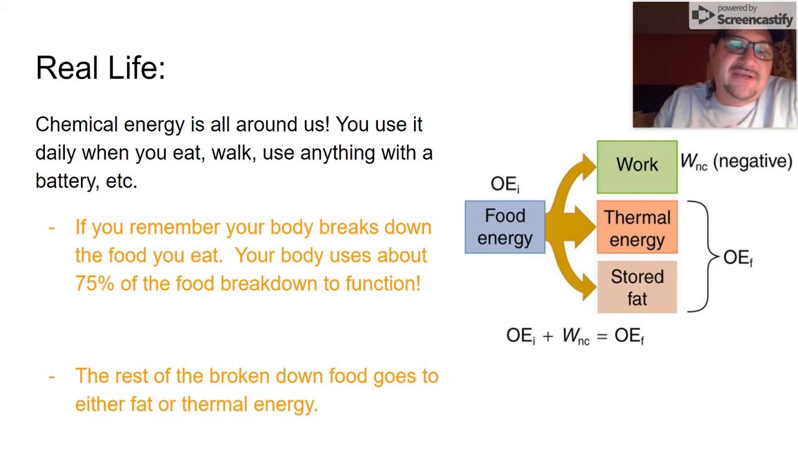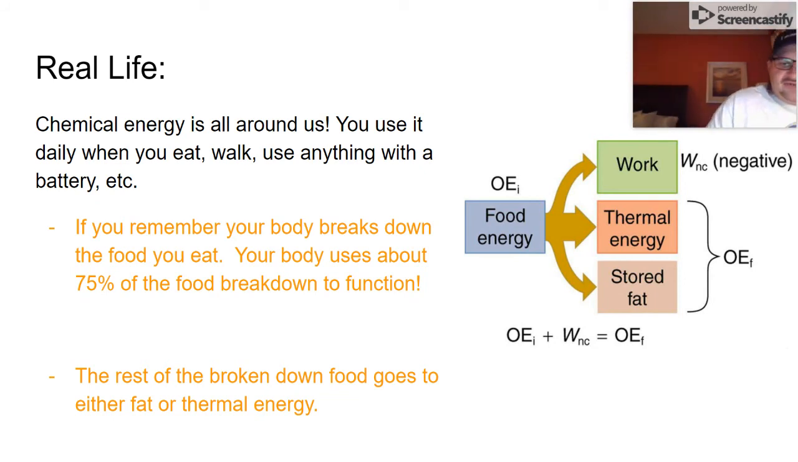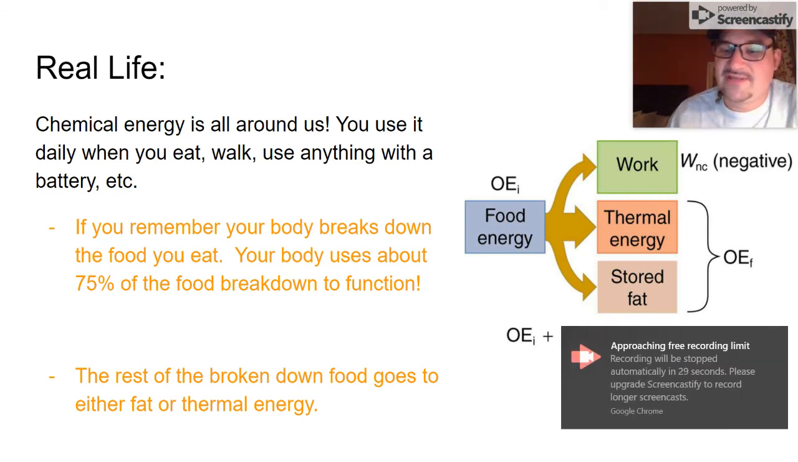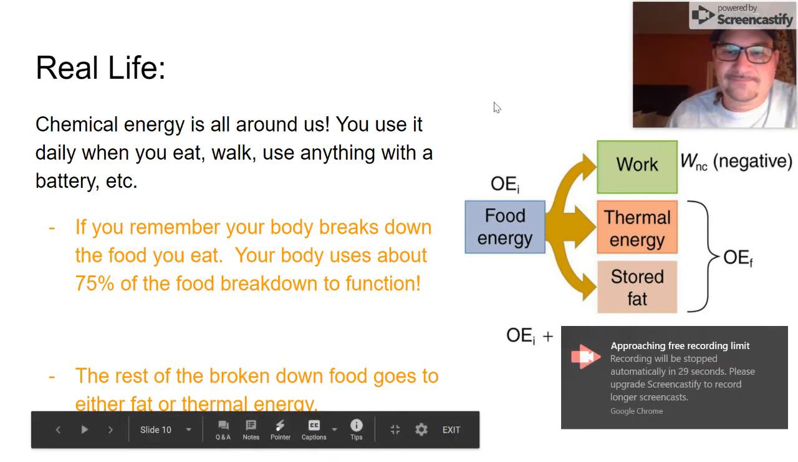But in this particular case, we do have where the energy does get used. The body breaks down the food that we eat and uses about 75% of that food breakdown to function. The rest is broken down and goes into either fat or thermal energy. So basically, if you eat too much, it turns into fat or it turns into heat. And the heat is why you sometimes see people get sweaty if they eat too much, like a bunch of soup, something like that. So that's what's going on.